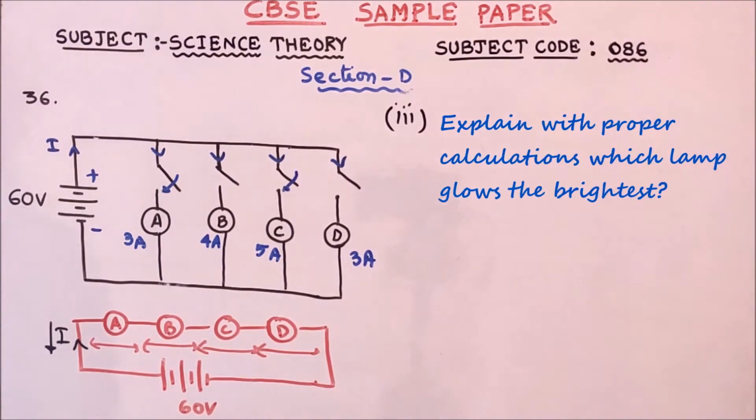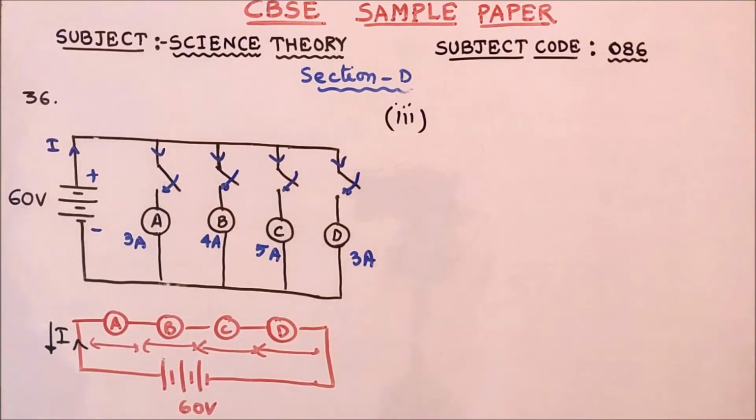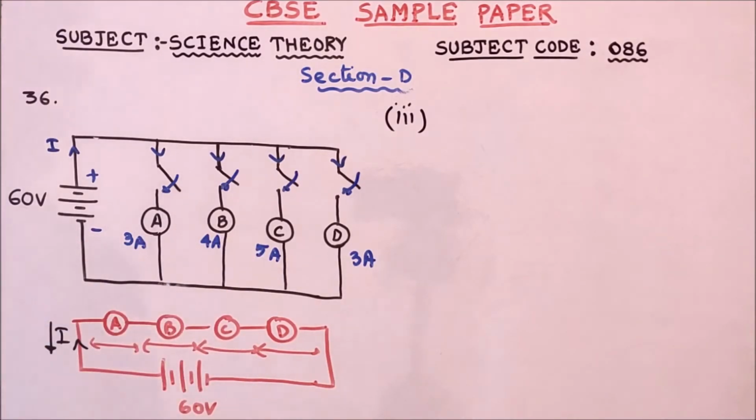So let's see question number 3. Explain with proper calculation which lamp glows brightest. So out of the 4, let us do one thing. Let us close all switches. So when I close all the switches, all the lamps will glow. So which out of the 4 is the brightest?